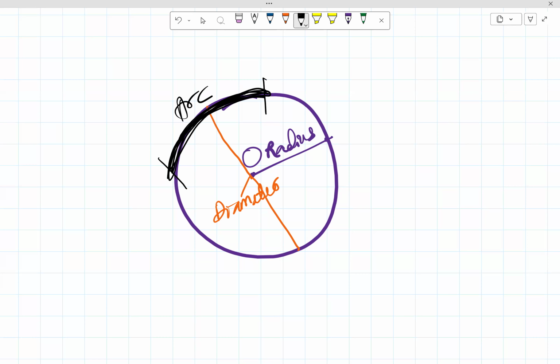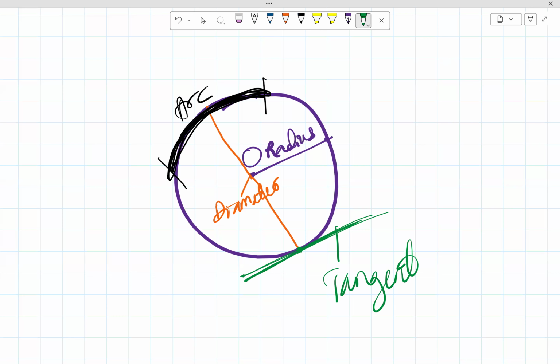Apart from that, we have what is called a tangent. A tangent touches a circle just at a single point. Imagine that this point here, we want to look at a tangent. A tangent to this point will be a line that just touches that point like this. It doesn't cut the circle. So this is a tangent right here.